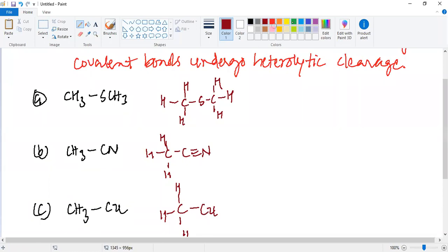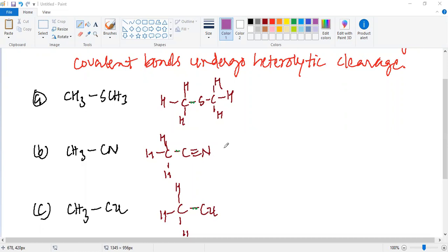So if we have an electron pair present in this bond, and in this bond. Now, can you tell me which is more electronegative, carbon or sulfur? Dear students, will you please let me know which one is more electronegative? Is it carbon or sulfur? Will you please tell me? Any one of you?